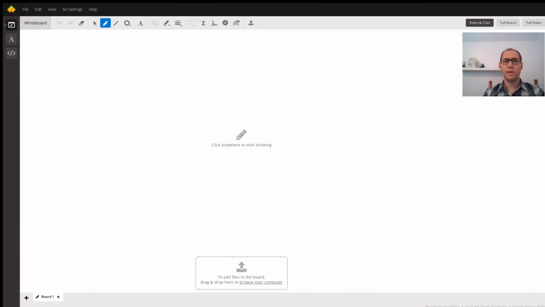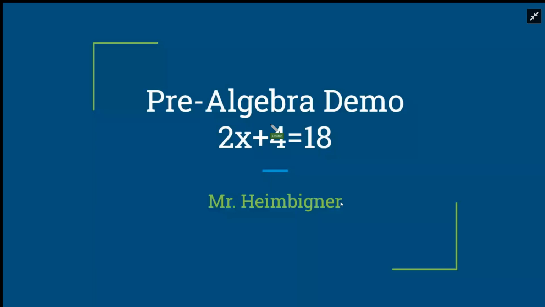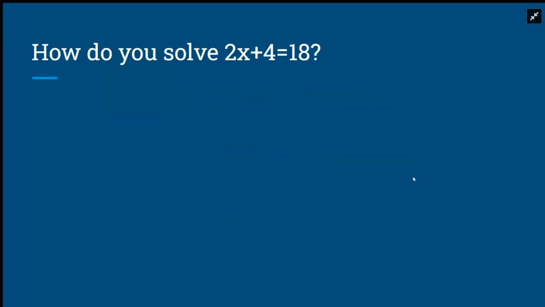Hello, I am Mr. Heibigner, and today we're going to talk about this equation, 2x plus 4 equals 18. Specifically, how do we solve this equation, 2x plus 4 equals 18?